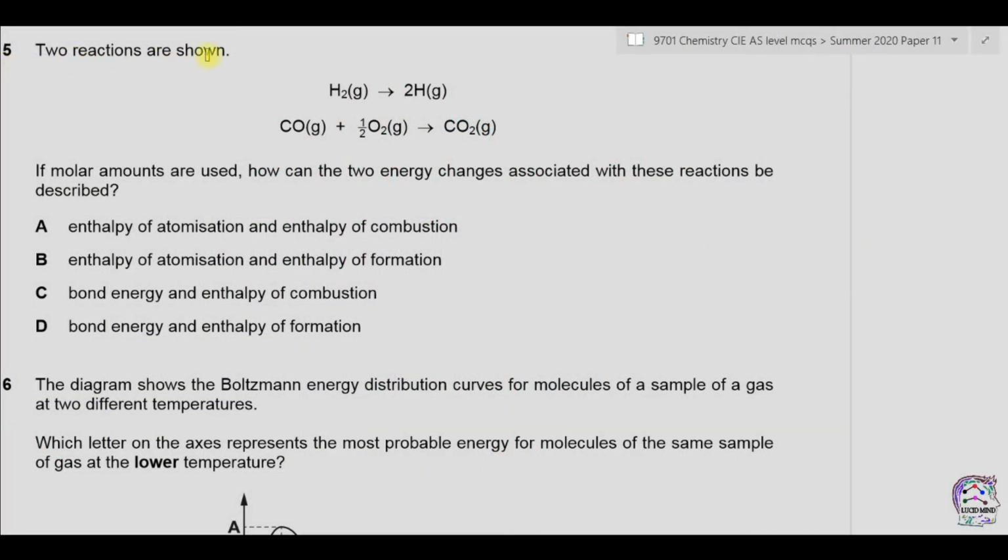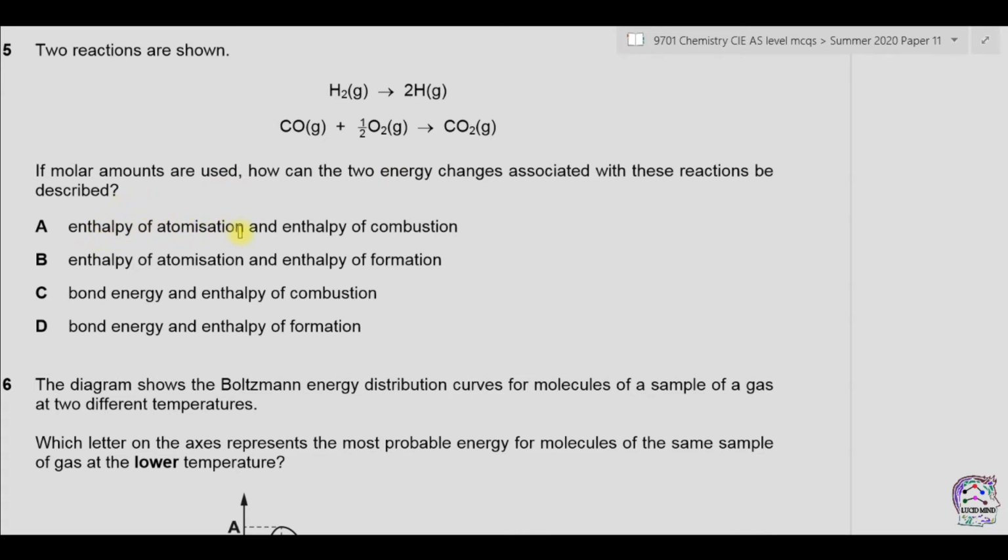Question number 5. Two reactions are shown. Hydrogen gas converts into hydrogen atoms. Carbon monoxide converts into carbon dioxide gas. If molar amounts are used, how can the two energy changes associated with these reactions be described? So let's see what the energy changes associated with these equations are.